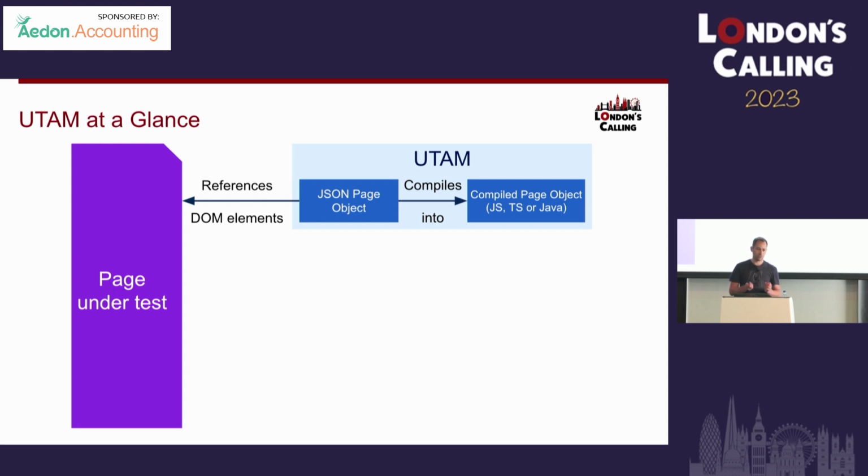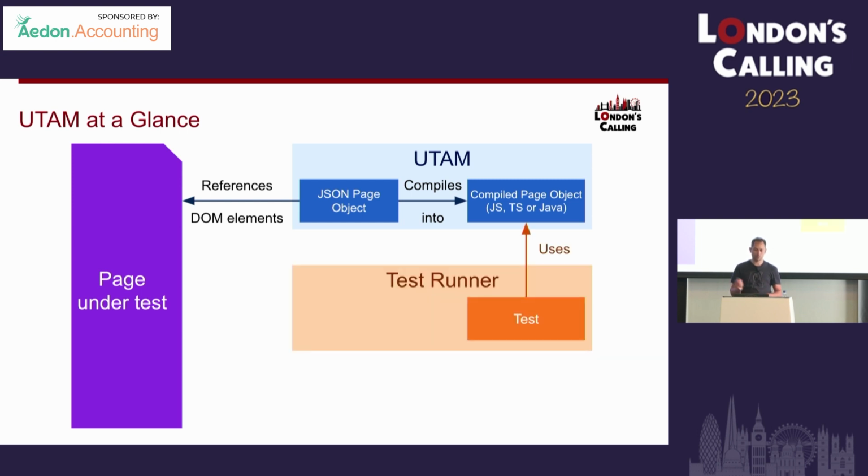Once you transform those JSON page objects into native objects, whether it's JavaScript, TypeScript, or Java, you can then use those page objects in your tests. Now, you will use your favorite test runner, Selenium, WebDriver, or whatever, and reference those page objects that have been compiled in your tests. So here you can already see the added value. The idea here is to decouple the tests themselves from the structure of the page. So the test itself doesn't have a reference to the DOM. If the DOM changes, if the structure of the page changes, the test will stay the same, but the page objects will be recompiled with another reference point.